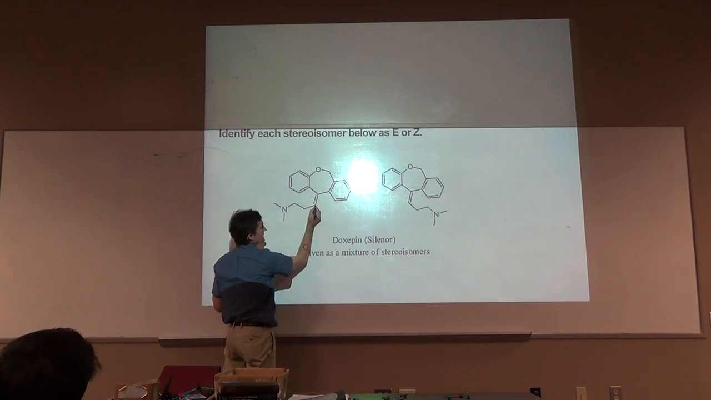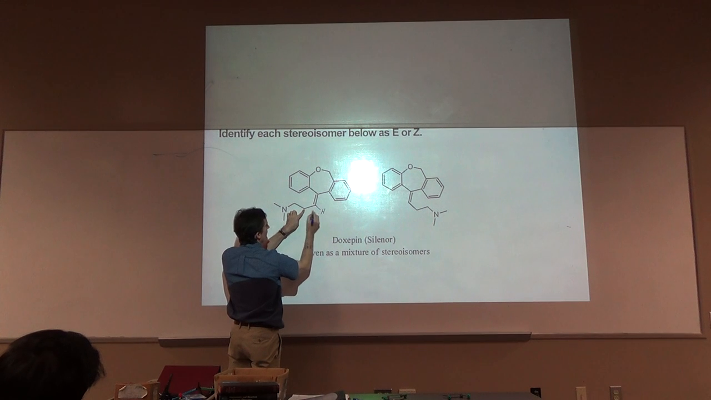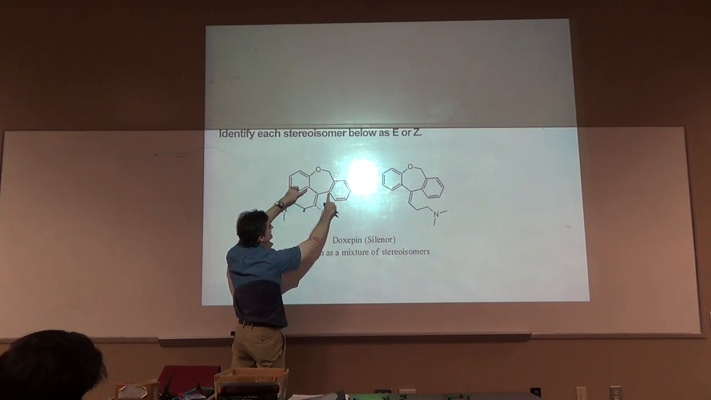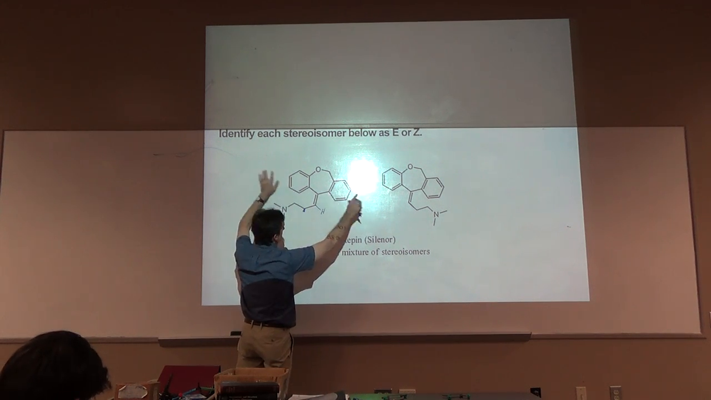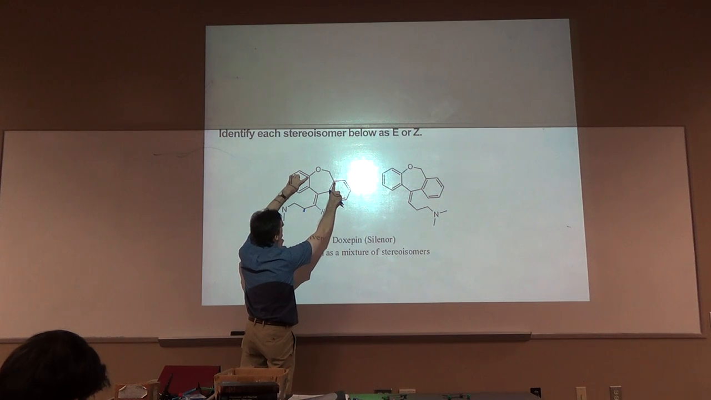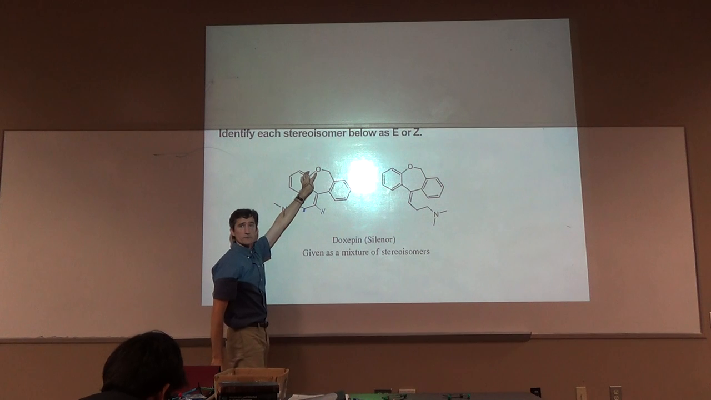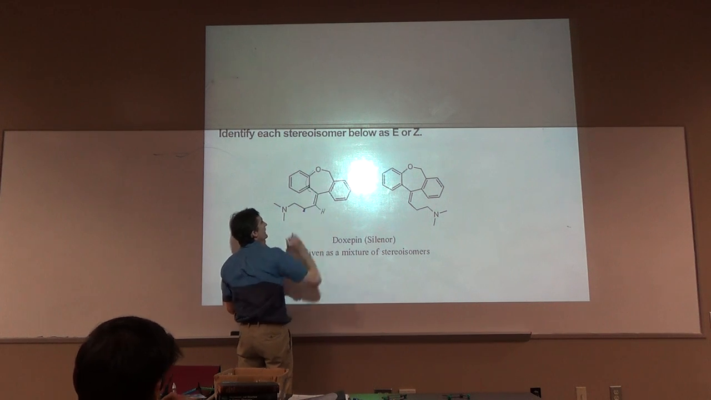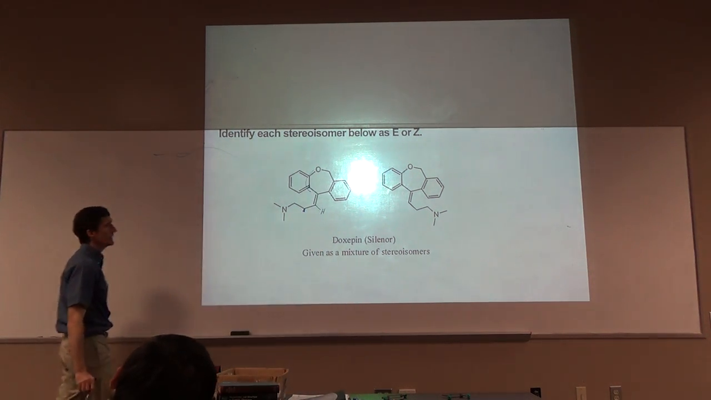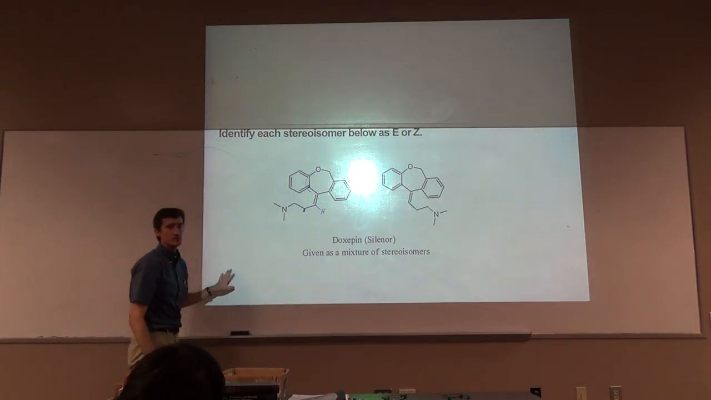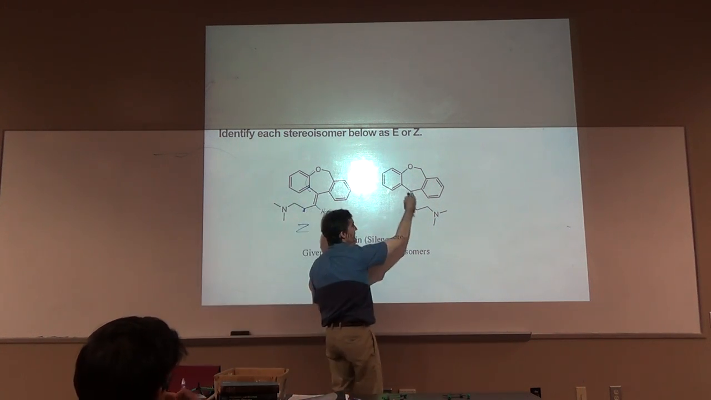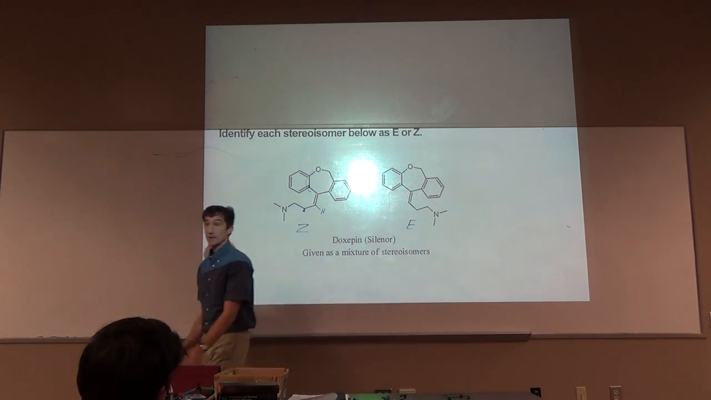Okay, what's the high priority group on this carbon? Carbon or H? Clearly carbon. What's the high priority group on this carbon? Carbon or carbon? They're the same, that's the same exact thing. Is it the same to the end, or what if we go here? Same? What if we go here? Now we get a difference. O or carbon? So this way is going to be the high priority. So I established the two high priorities, Z or E? Z. They're all on the same side. Thus, this one is what? E. That's got to be E, because that's the other one.